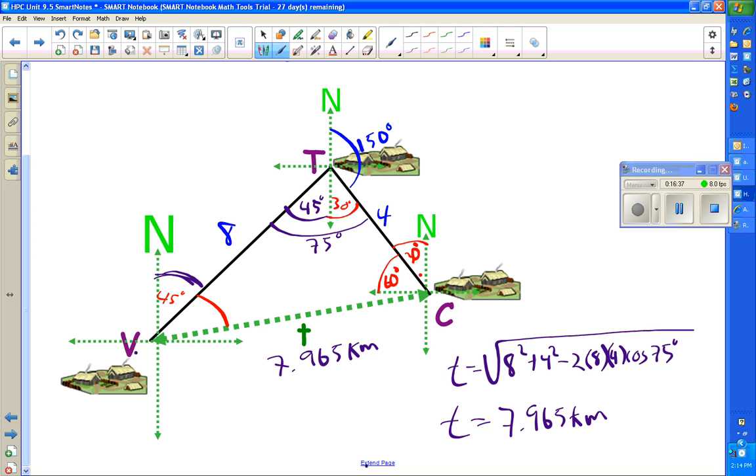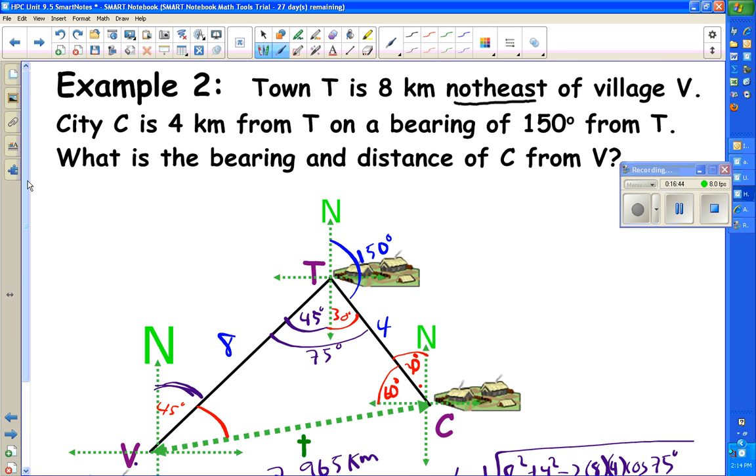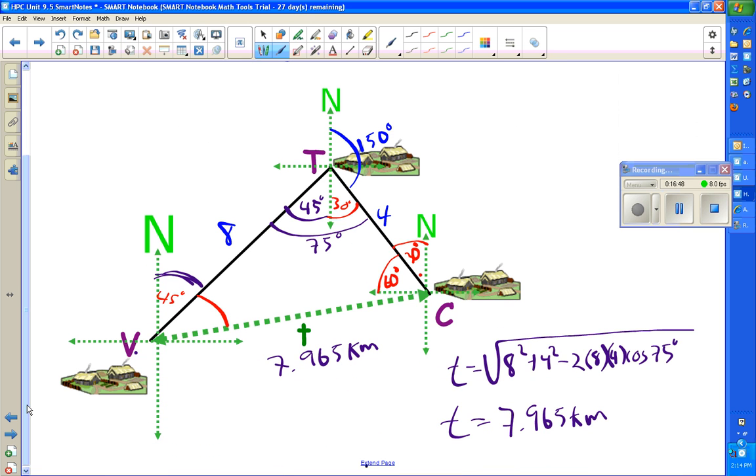Now, the other thing we need to know is the bearing. What is the bearing and distance from C, or of C from V? So we're going this direction. Again, I should be so lucky that you can just look at it. So if you're going to say that's 30 degrees, you better tell me why.